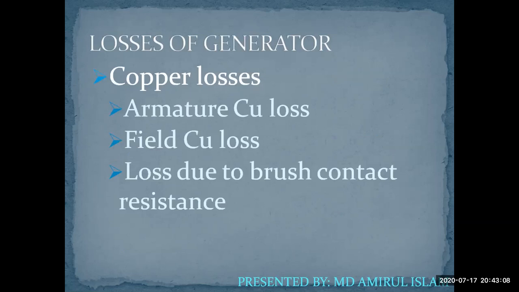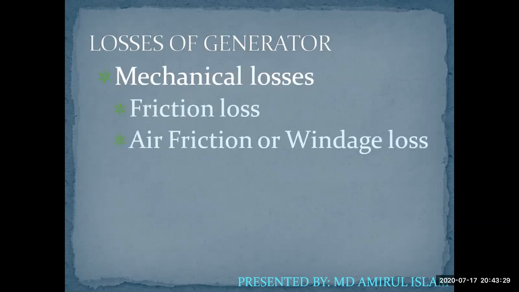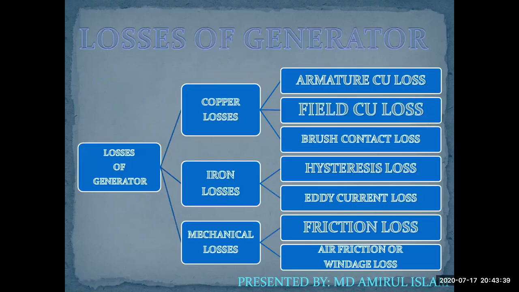Losses of generators: copper losses, which are armature copper loss, field copper loss, and loss due to brush contact resistance. In iron losses, we see hysteresis loss and eddy current loss. Mechanical losses: these are air friction loss and friction loss. This is shown in the flowchart.